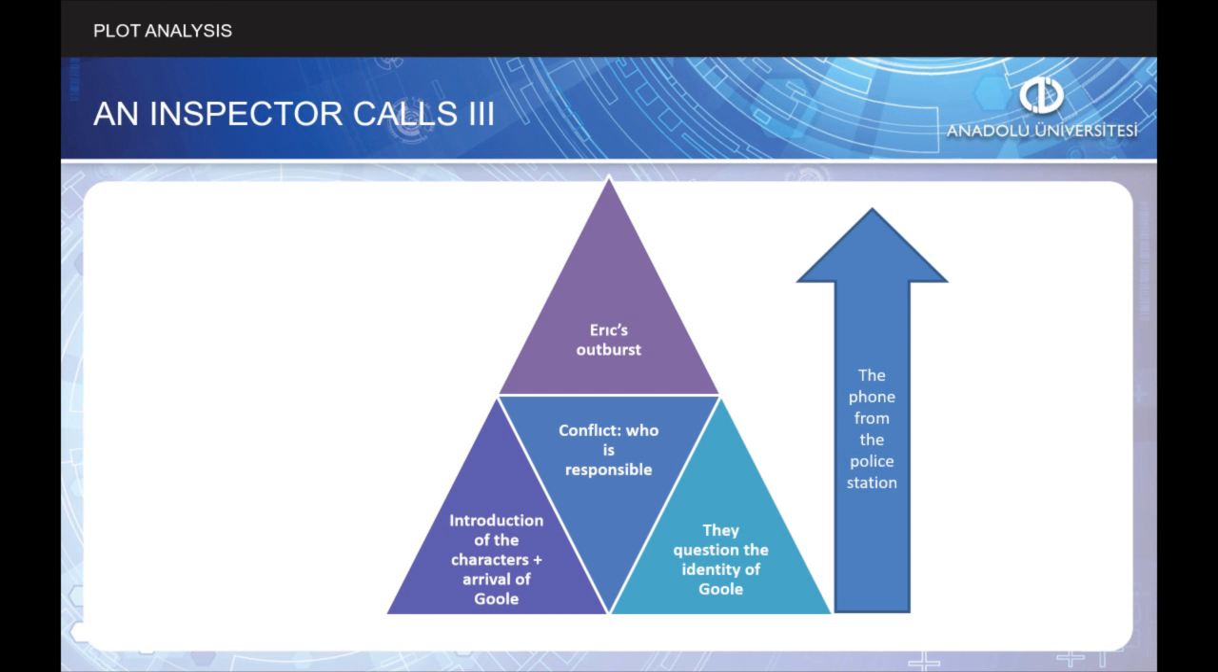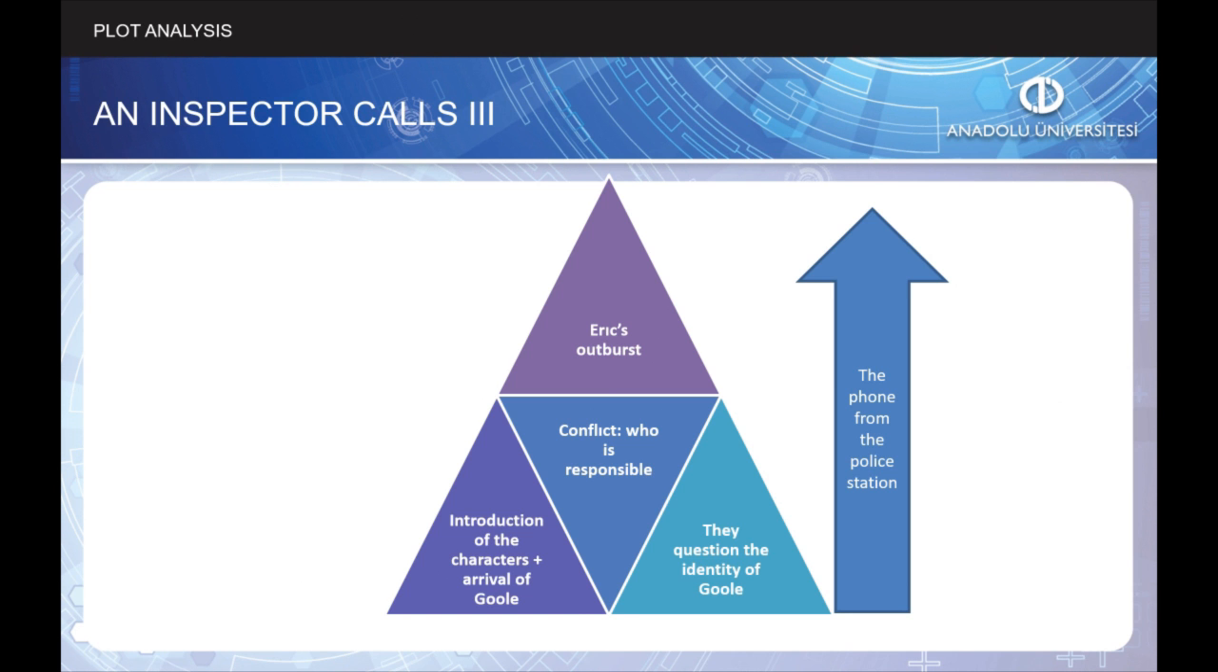When we come to the plot analysis, which is our last topic, the play is full of tension. The first act introduces the characters, and Inspector Goole's arrival creates the conflict. Throughout the play, the interrogation of each character increases the tension, as each interrogation reveals a secret about each character. Eric's outburst and his accusing Mrs. Birling of the death of Eva and the baby increases the tension. The departure of Inspector Goole relieves the characters momentarily.